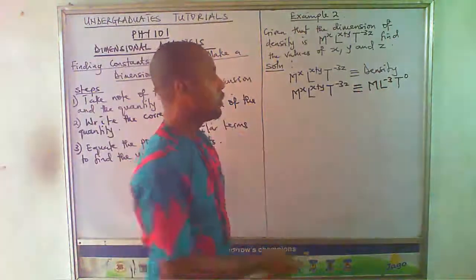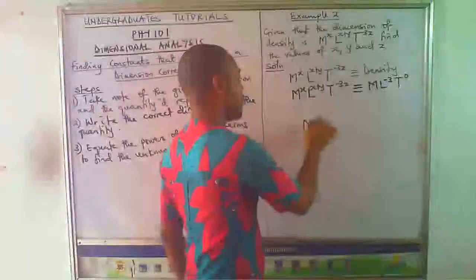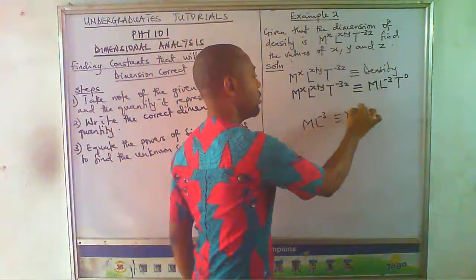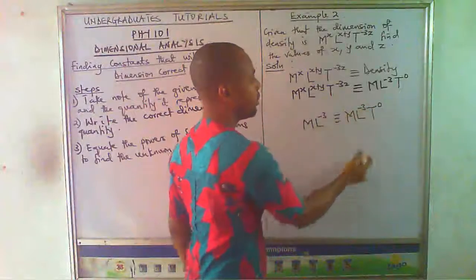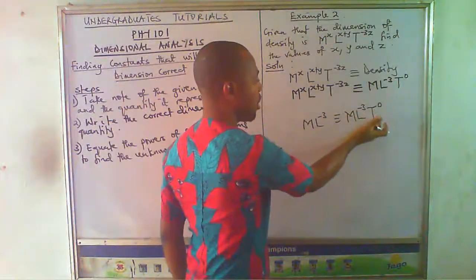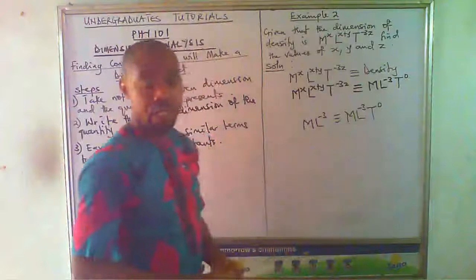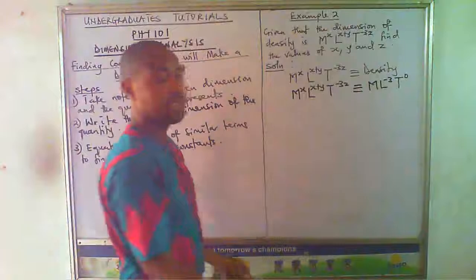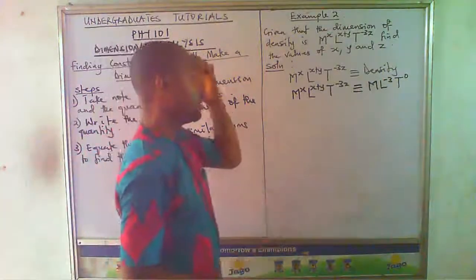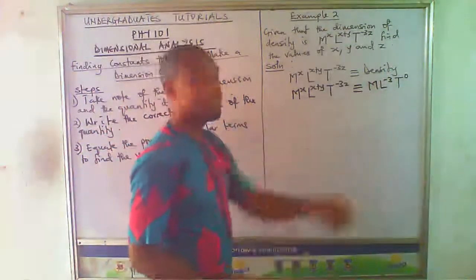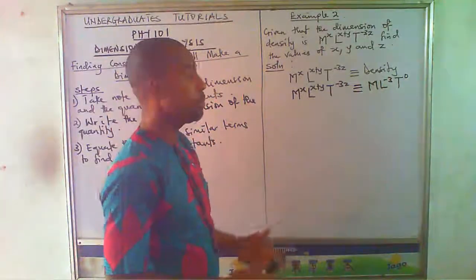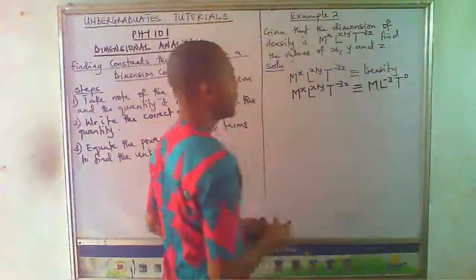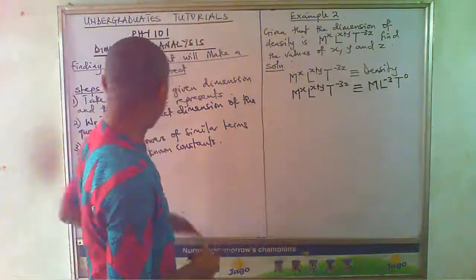So if I have M L minus 3, it's still the same thing as saying M L raised to power minus 3 T raised to power 0, because T raised to power 0 is 1. This is very important in case you have a situation where one of the dimensions is missing. Then you need to introduce it and assign it a power of 0.